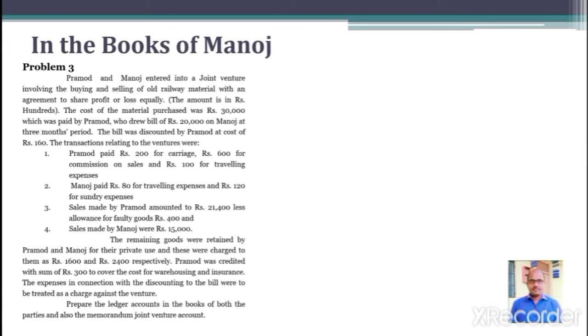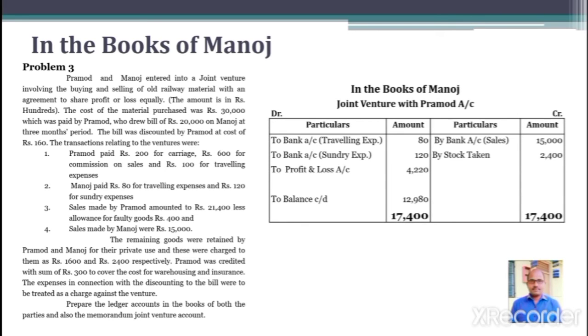When same transactions are recorded in the books of Manoj, joint venture with Pramod account. So here we record only the transactions of Manoj. On the debit side you can see bank account. So this is the traveling expenses incurred by Manoj, rupees 80. To bank account sundry expenses, rupees 120. To profit and loss account, rupees 4,220. So this is the profit on memorandum joint venture account.